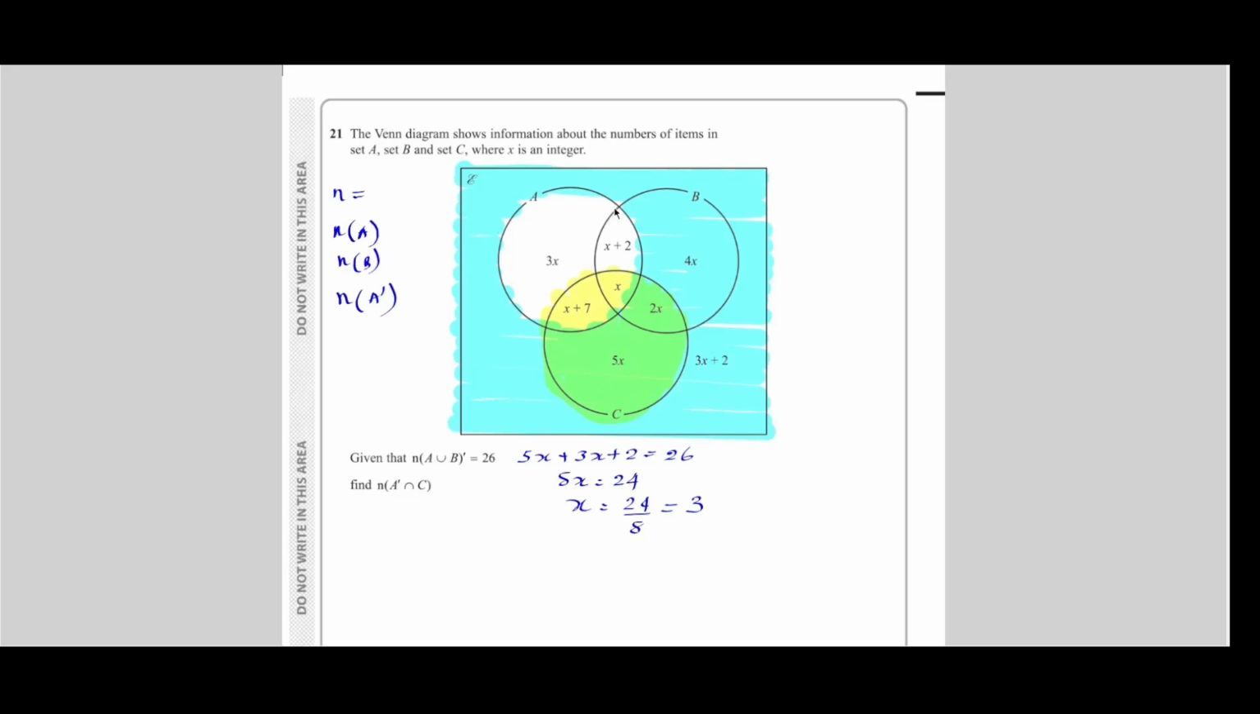Then I can write 5x plus 2x for that part, which means the number of elements in A complement intersect C means 5x plus 2x, which means 7x, which becomes 7 into 3 because x we got as 3. 7x means 7 into 3. Then it becomes 21. So that's the answer. Question 22.